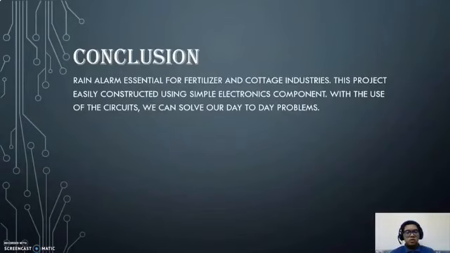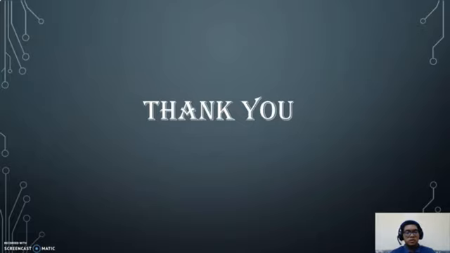Okay, now we go to the last part of our presentation, the conclusion. To make it simple, the rain alarm is essential for fertilizer and cottage industries. This project is easily constructed using simple electronic components such as a sensor, timer, buzzer, and others. With the use of this circuit, we can solve our day-to-day problems. Okay, that's all from us. Thank you.